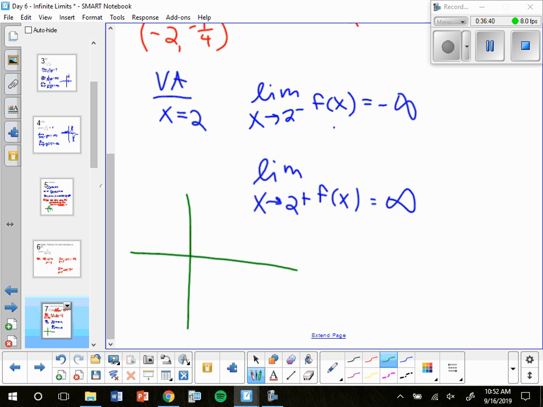What things do you know? I mean, it's pretty easy. You know you have a hole at x = -2, y = -1/4. So I know there's a hole right there. What else do you know? There's a vertical asymptote at 2. So I'm putting those things together.